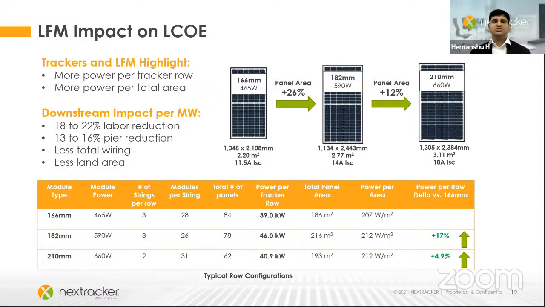It helps in reduction in the number of piers or the foundations that the site may have, and can impact the reduction in the total wiring, because now you have fewer rows to install. And with the improvements in module efficiency, also sometimes less land area. So those are some of the benefits that we have on the large format modules compatible with the trackers.